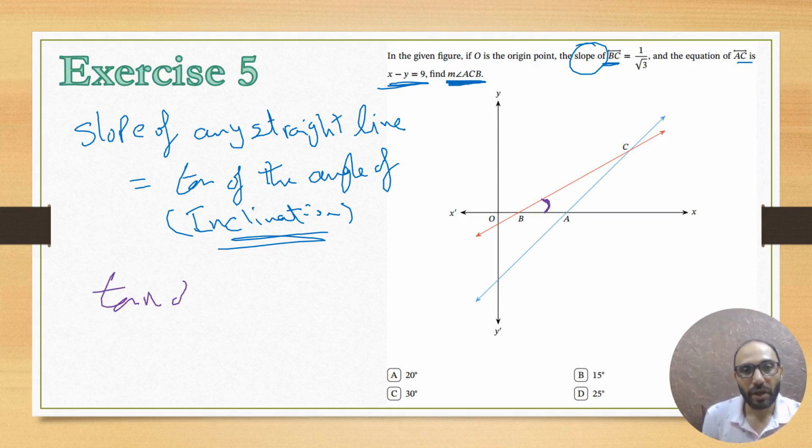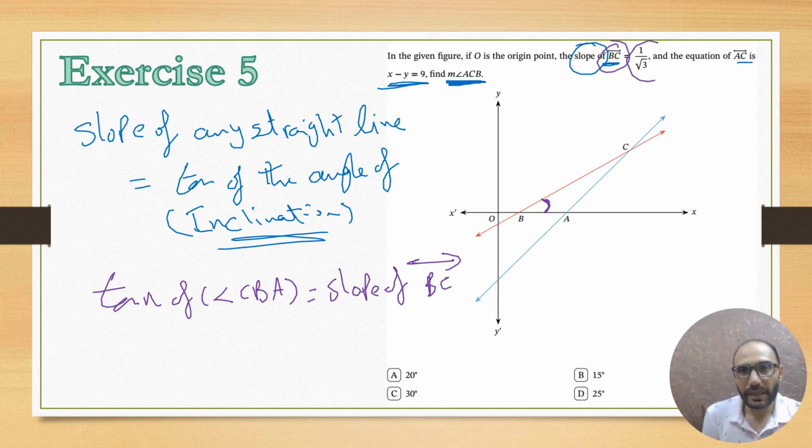the tan of angle CBA equals the slope of the straight line BC. The slope of the straight line BC is 1 over root 3. And when you know one of the trigonometric functions of any angle, you can easily find the measure of this angle using a calculator. Just write on the calculator shift tan and write 1 over root 3, then press equal, it will be 30 degrees. So using the calculator, we can deduce that the angle of inclination that the straight line BC makes with the positive direction of the x-axis equals a measure of 30 degrees.